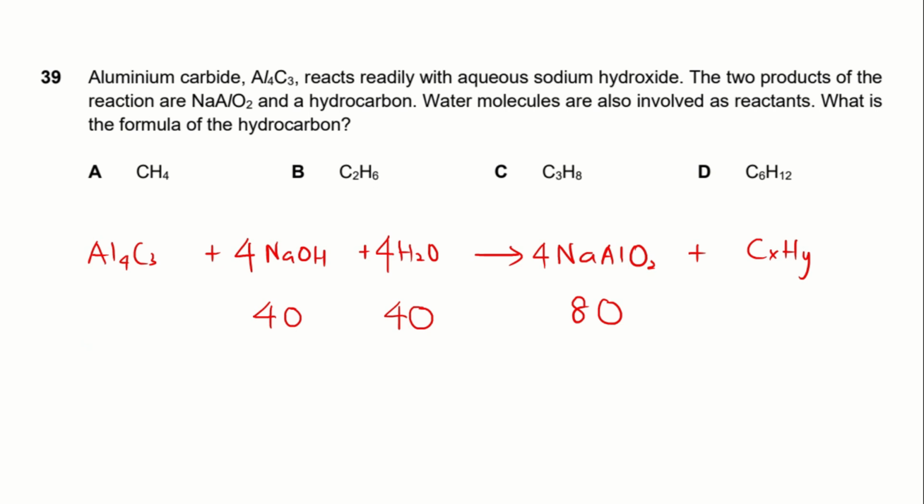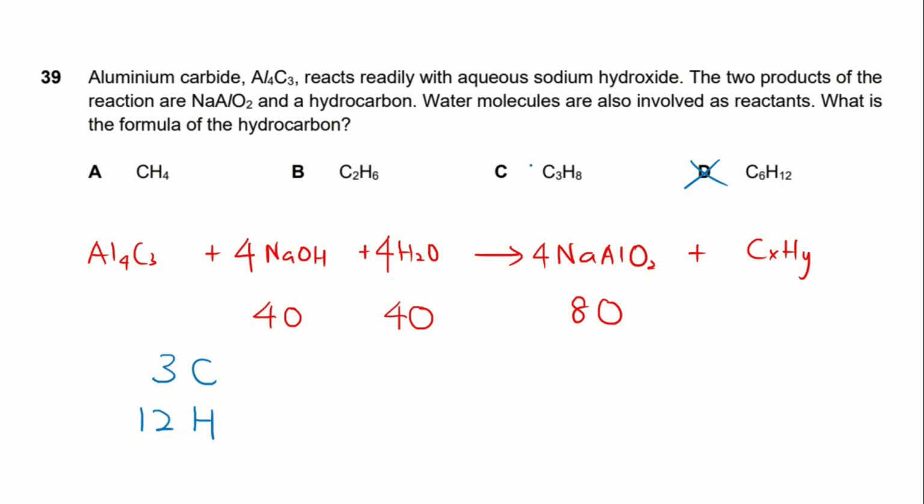Now by looking at the left-hand side, there are 3 carbon atoms and a total of 12 hydrogen: 4 from sodium hydroxide and 8 from water molecules. We can use these numbers of carbon and hydrogen atoms to find the identity of the hydrocarbon which is produced from this reaction. We have only 3 carbon atoms, so we can rule out D as answer because the molecule in D has 6 carbon atoms.